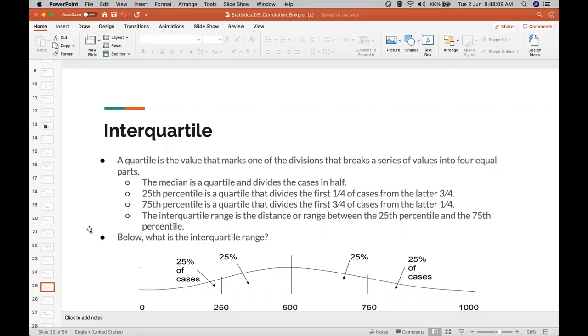So interquartile range actually represents the middle half of your data. What it does, it tries to exclude the impact of the extreme points in your data, and then it tries to take the middle 50% of the data to calculate that variability. How do you do that?